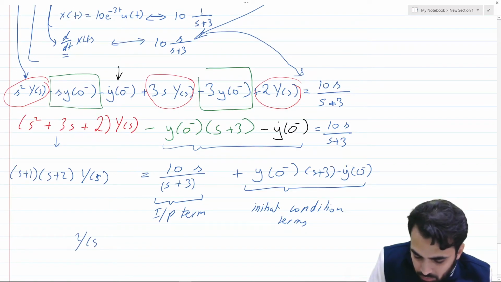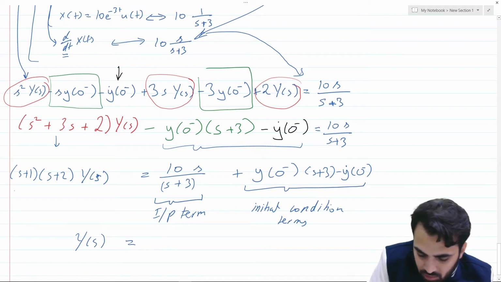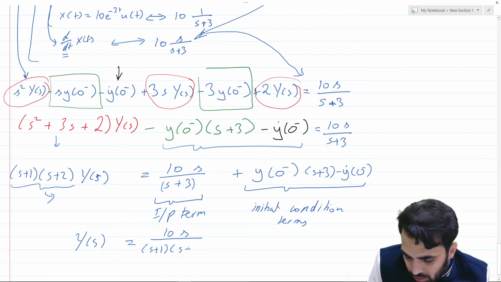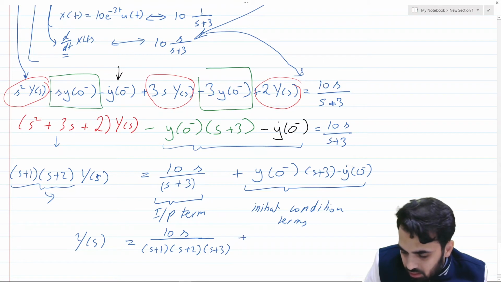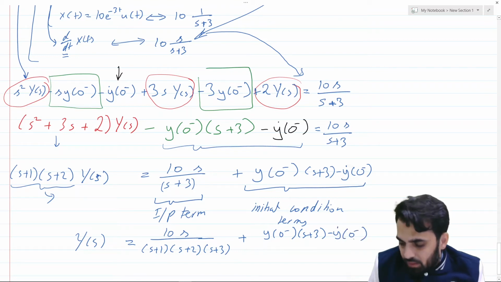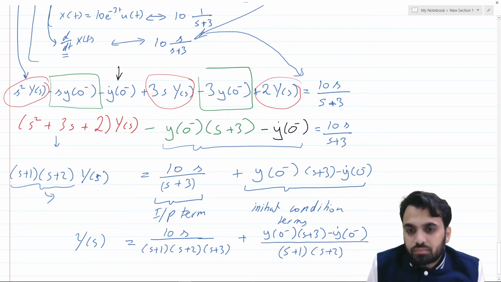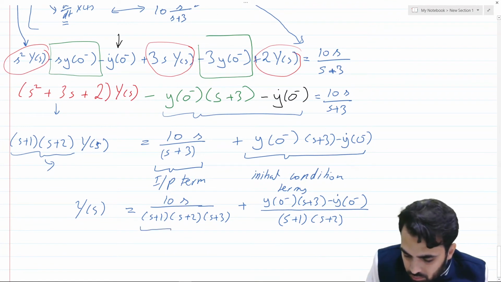So we can have Y of s, and we can bring these two towards the right side, so we would have 10s over (s plus 1)(s plus 2)(s plus 3), and similarly we have (y of 0 minus)(s plus 3) minus y dot of 0 minus, over (s plus 1)(s plus 2). So now we have these two terms.